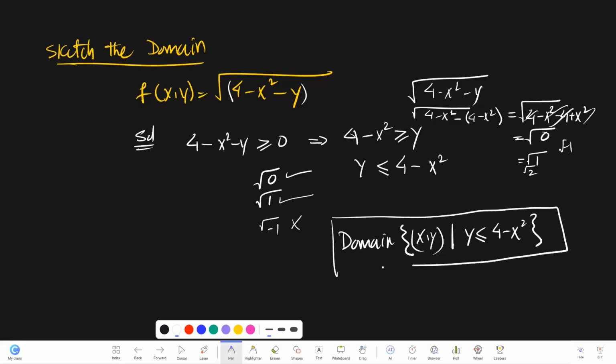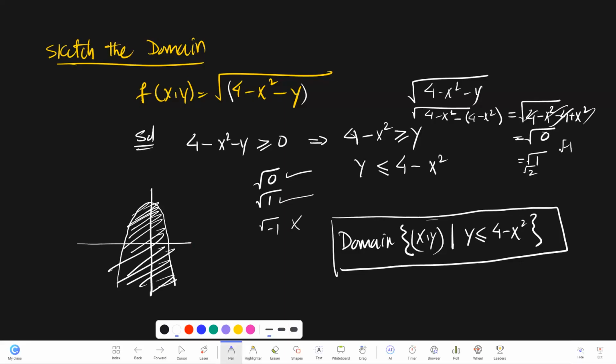I want to draw and sketch this domain. It looks like y equals 4 minus x squared is a parabola kind of thing, along the y-axis. You cannot go more than 4 minus x squared, so you should be staying inside of this, so that your domain is this side. You cannot go outside the domain.